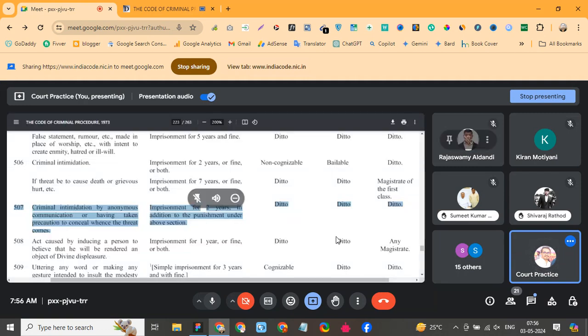507, criminal intimidation by anonymous communication or having taken precautions to conceal the source from which the threat comes. Then the next part is regarding the imprisonment for 2 years in addition to the punishment under the above section. They are talking about the 506 here. It is non-cognizable in nature, it is bailable in nature, and triable by first class magistrate or any magistrate, depending on the scenario. So likewise you have to read the FIR, whatever the sections are there.